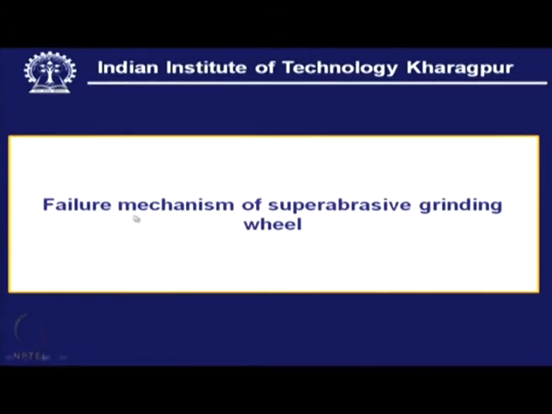Now, what is meant by failure mechanism of superabrasive grinding wheel? It has been well understood that in superabrasive machining or grinding, the grit is a high performance material. So, this material has a very long service life. It is in contrast to conventional abrasive. So, what is very important in this case is that this grit material must be held with the strongest possible grip in the bond material, and this grit should not have any premature dislodgement during the course of grinding.